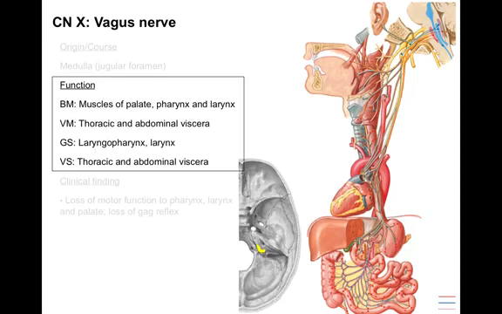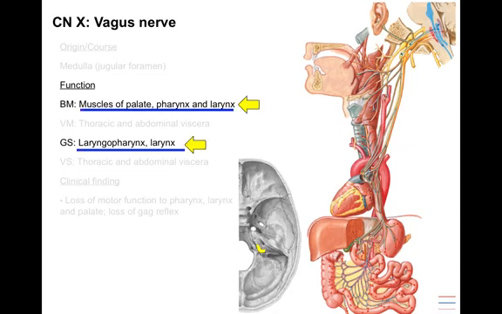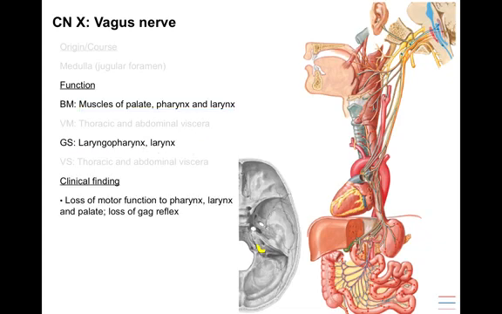Now, out of all those, what is the most clinically relevant? These ones. Muscles of the palate, pharynx, and larynx for swallowing and speaking. Very, very important concepts or things to look for in a physical exam. And then general sensation from their laryngopharynx or larynx. If it's not functioning, people can asphyxiate on fluids that touch the top of the larynx. So those are the two primary clinical things. Not that visceral motor to thoracic and abdominal viscera is not important, but because the enteric nervous system works so well, it plays a big part that it can run on its own. So the clinical finding then is motor function to pharynx, larynx, and palate via the loss of the gag reflex.